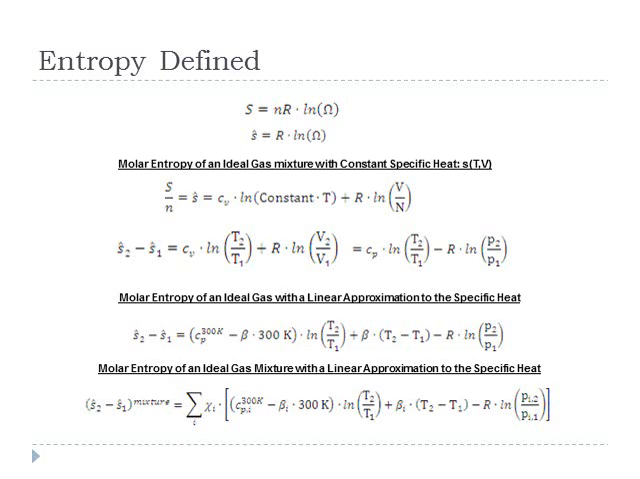You can work with constant C sub P, in which case that same entropy change from state 1 to state 2 is equal to C sub P, the specific heat at constant pressure, times the logarithm of T2 over T1, minus the universal gas constant times the logarithm of P2 over P1.